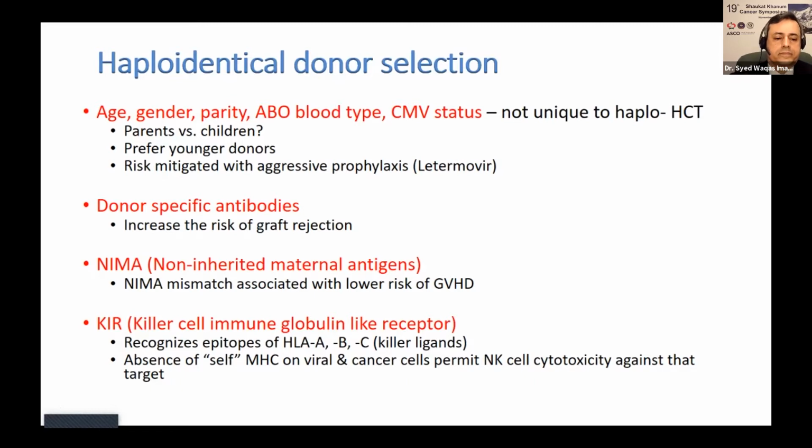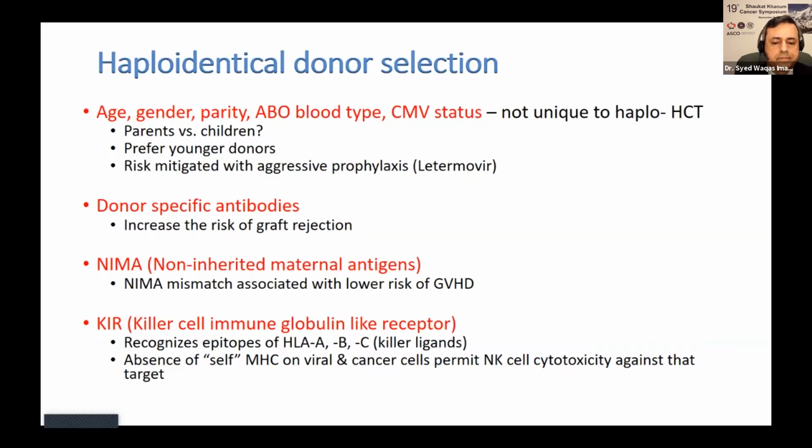Another consideration is NEMA, also known as non-inherited maternal antigens. And these are maternal antigens to which the fetuses are exposed during pregnancy and in turn develop a certain immune hypo-responsiveness, which later on in life, if used for transplantation, NEMA mismatches are associated with lower risk of graft versus host disease due to this acquired immune hyporesponsiveness during pregnancy.